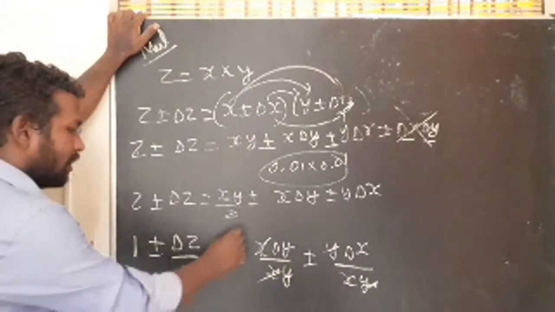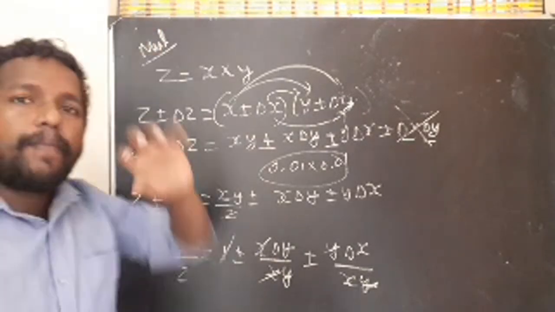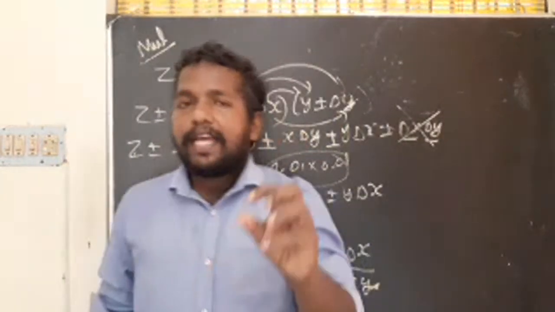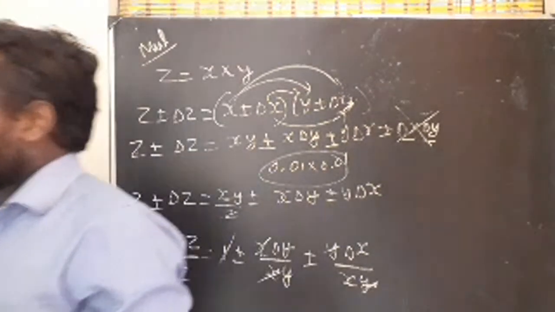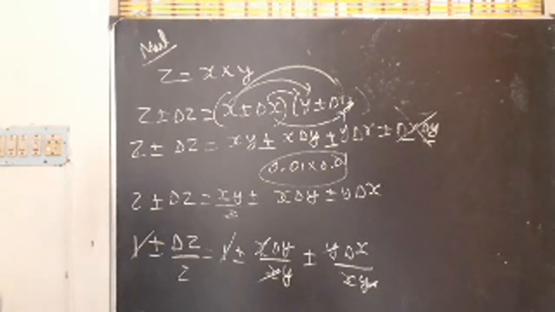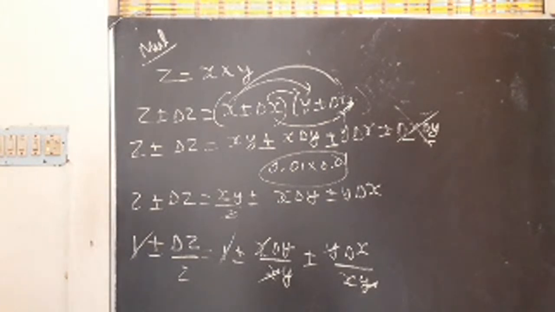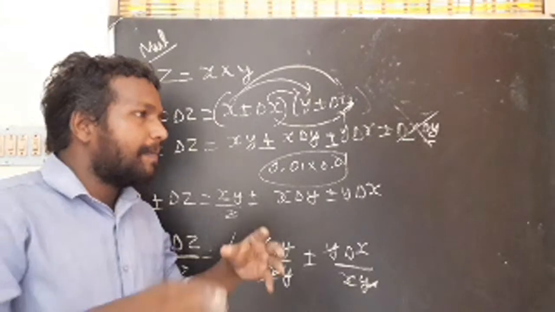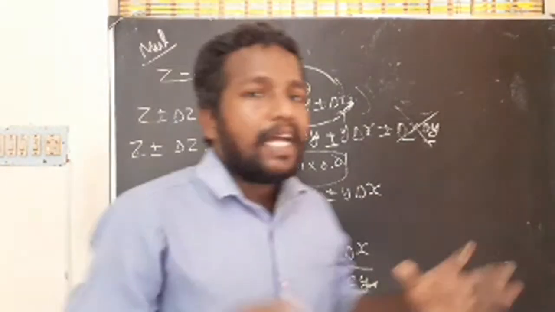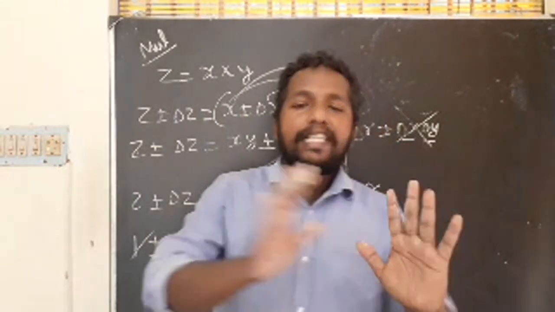Okay, this one gets cancelled. When we are multiplying two numbers, error can be added. Not only multiplication, division of two numbers also, you can add the errors. The concept, you will come to know, is that when we are adding, subtracting, multiplying, or dividing two numbers, the error you can directly add. That's the conclusion we came to.